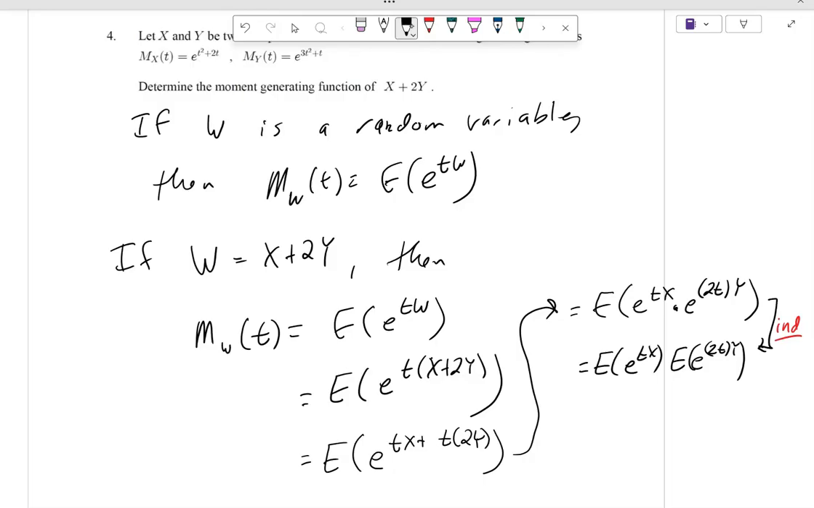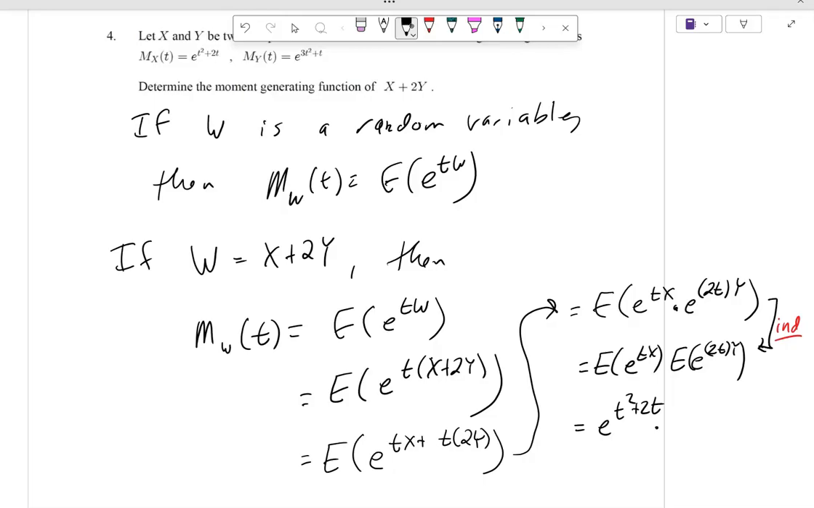Okay. Now, remember the problem asks us to find the moment generating function for this random variable that we defined, the x plus 2y. We were given the moment generating function for x, and we were given the moment generating function for y, so we probably want to use those. Looking at the first term, what is that exactly the definition of? That is the moment generating function for x, so we have e to the t squared plus 2t times.